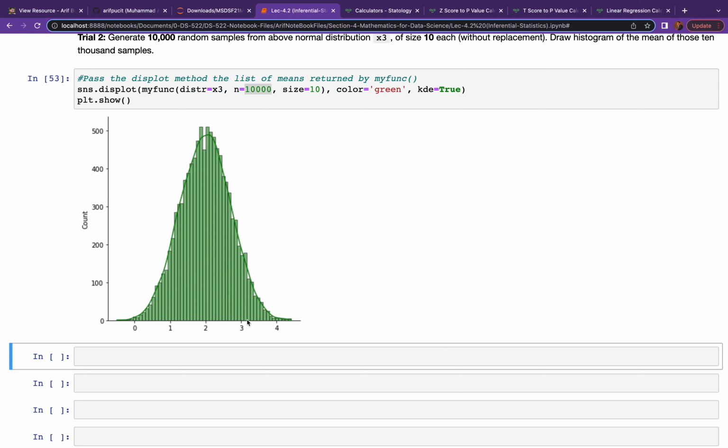This is what the central limit theorem is. I hope I have shown it practically by running different pieces of code and the graphs. Now you should have a fair idea about the central limit theorem.